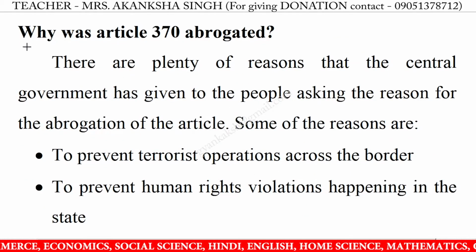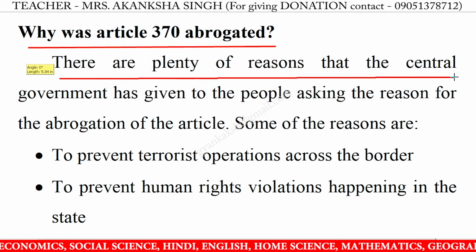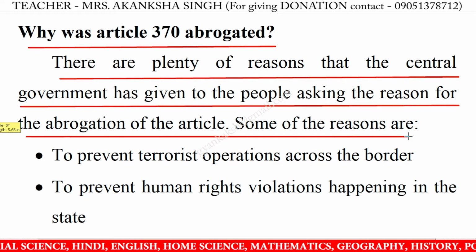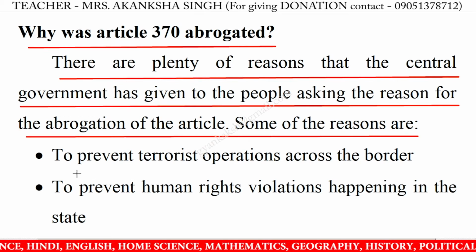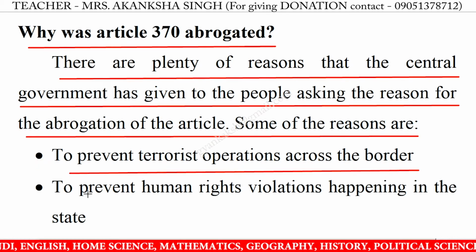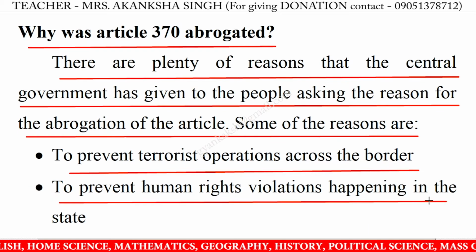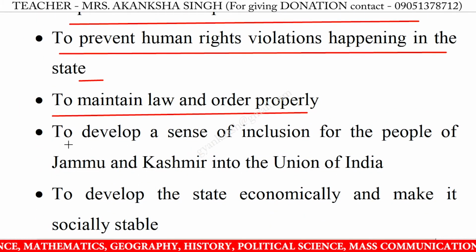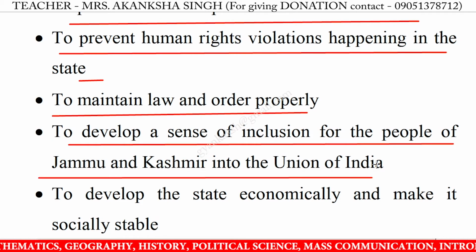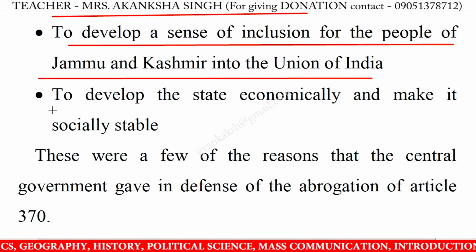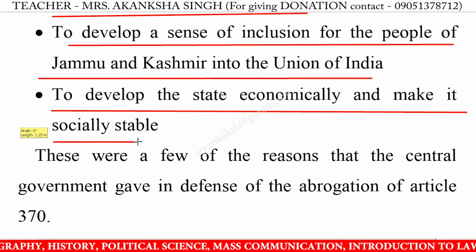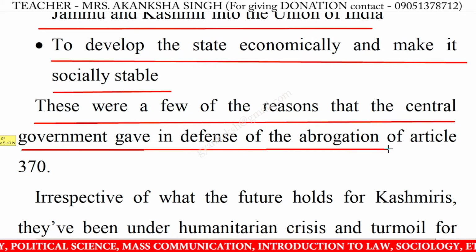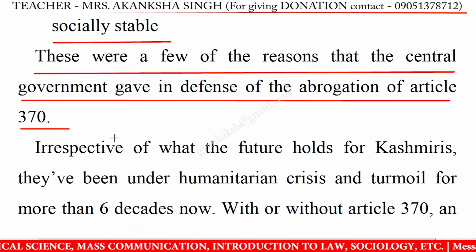Why was Article 370 abrogated? There are plenty of reasons that the central government has given to the people asking the reason for the abrogation of the article. Some of the reasons are to prevent terrorist operations across the border, to prevent human rights violations happening in the state, to maintain law and order properly, to develop a sense of inclusion for the people of Jammu and Kashmir into the Union of India, and to develop the state economically and make it socially stable. These are a few of the reasons that the central government gave in defense of the abrogation of Article 370.